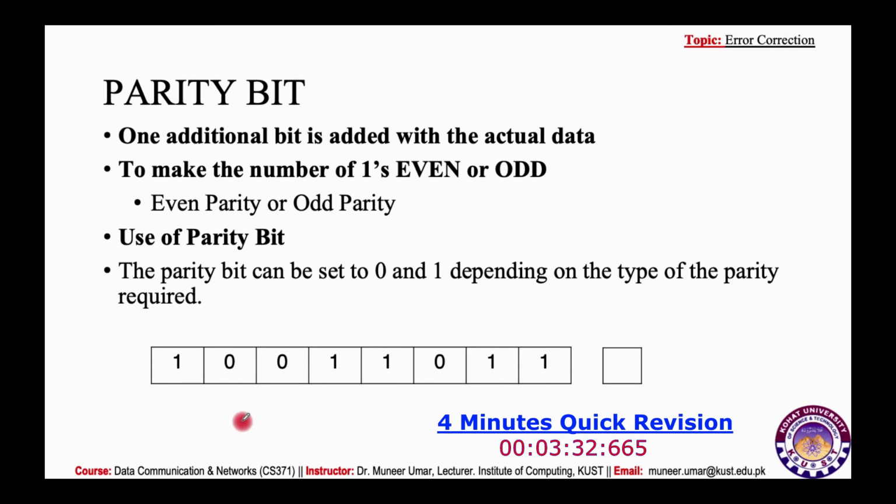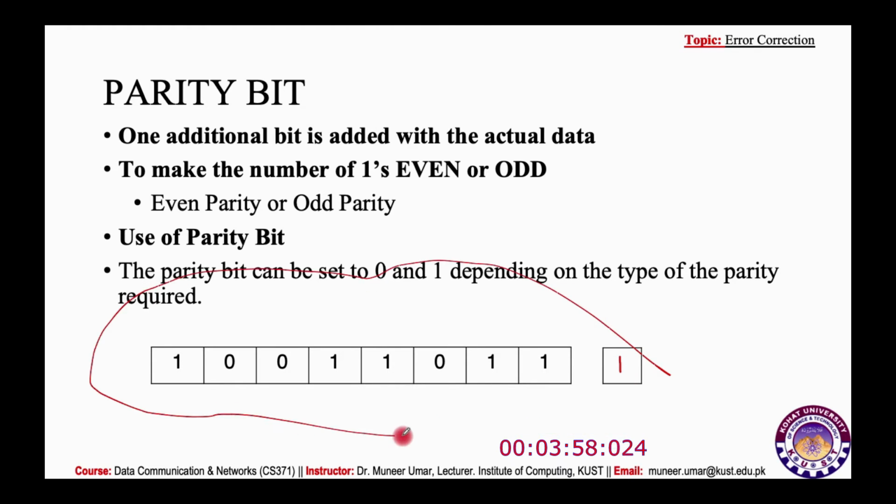So if we need even parity, and in most systems even parity is needed, for that purpose one additional bit is added with the original data, and the value of that bit is decided by the number of ones in the data. Now here we have 1, 2, 3, 4, 5, we have 5 ones, so this is an odd number of ones, so we must make it even by providing the parity bit equal to 1. So now in this entire block we have an even number of ones, so this is even parity.